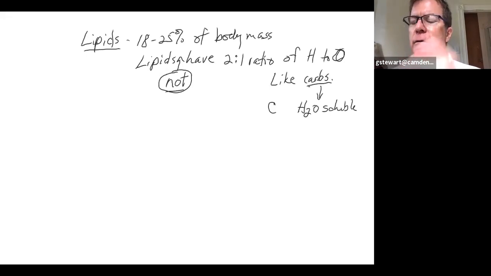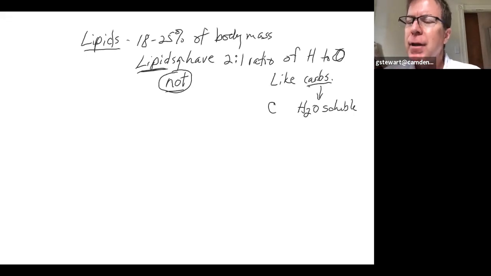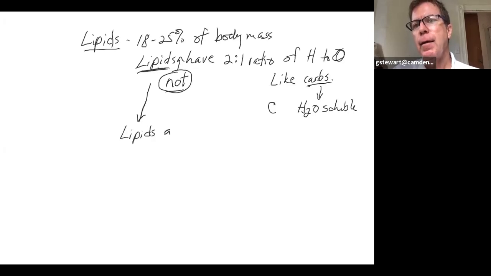Lipids are different. You know that fats and water don't mix, that oil and water don't mix. And what that really means is that lipids are not soluble in water. So I'm just going to write, because they have a different ratio of hydrogens to oxygens on their carbons, lipids are water insoluble.